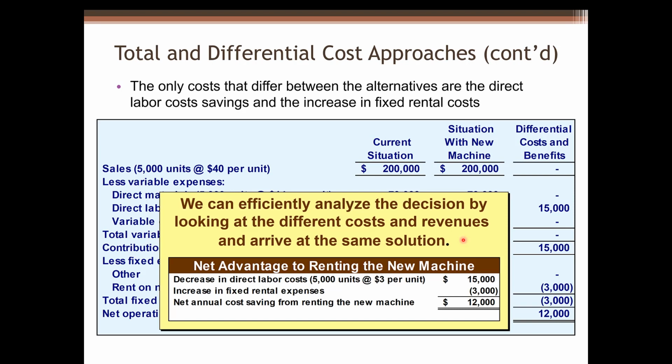The more efficient way of analyzing this decision is to use the differential cost approach. We can take a look at the differential costs and revenues only, and we will arrive at the same solution. Let's take a look here. Direct labor costs decrease by $15,000. For each unit, labor cost can save $3. So total 5,000 units can save $15,000.